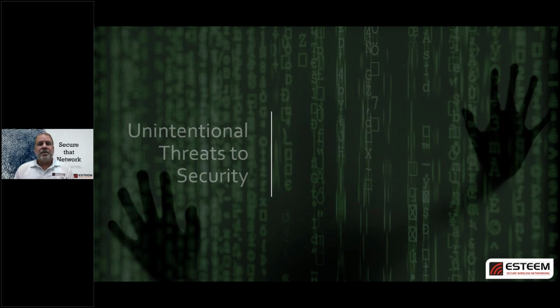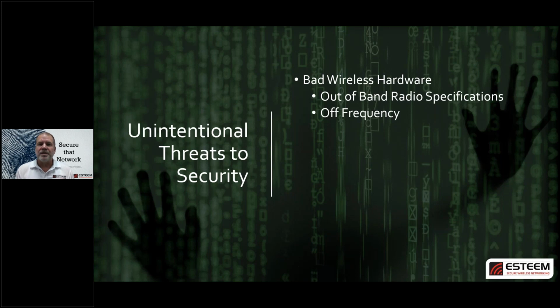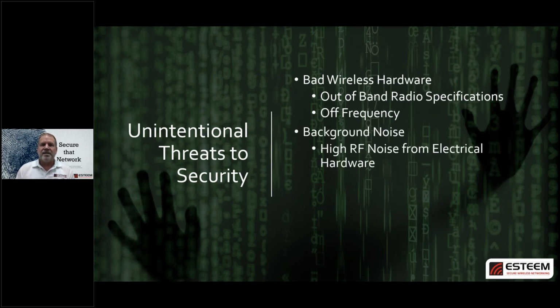So we kind of look at the flip side of this, we've also got to contend with unintentional threats to that security when we start dealing with wireless. So this can be just bad wireless hardware. We may have out of band radio specifications. We may have other users that are off frequency. Okay, what that typically will cause is background noise or interference.